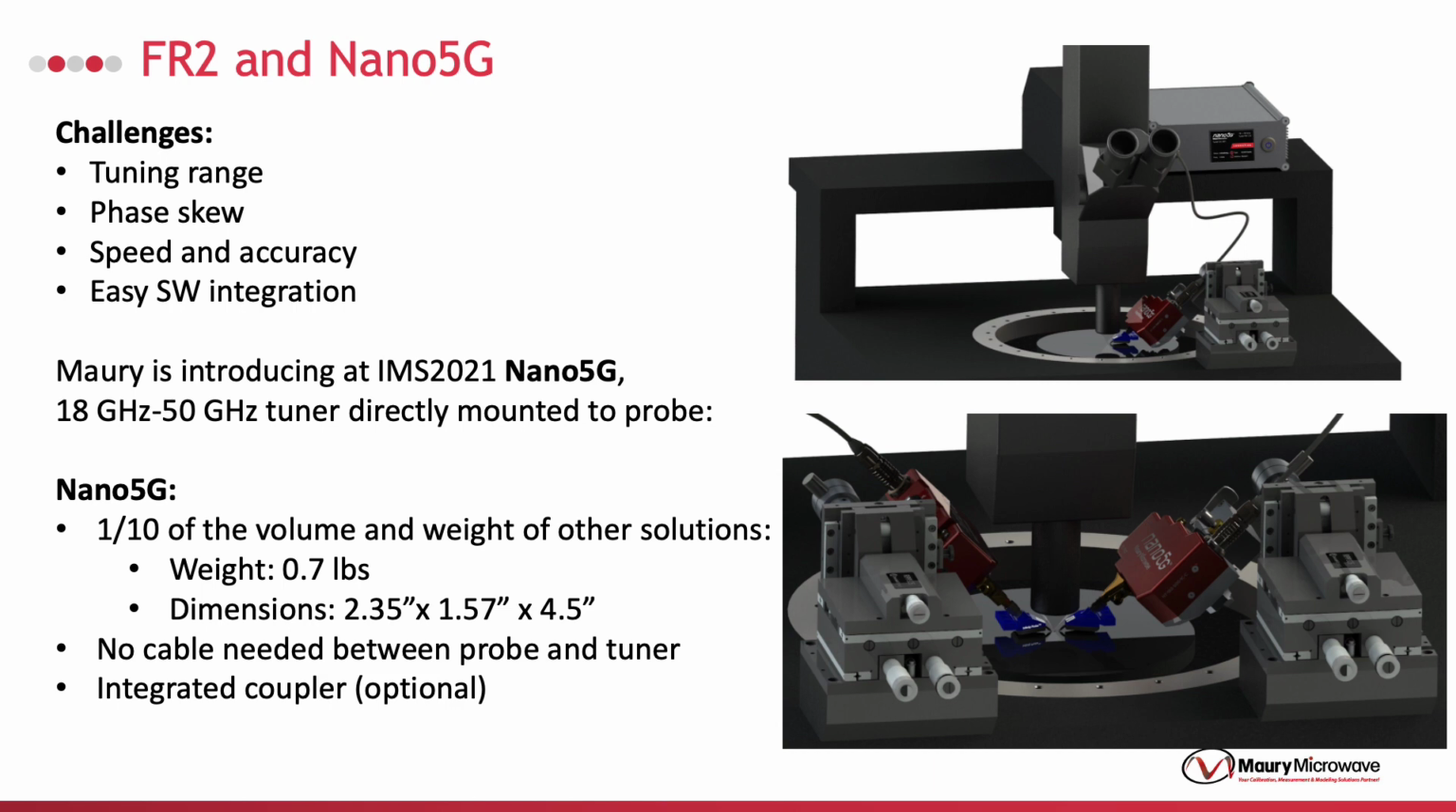It has an integrated coupler as an option for accurate vector receiver measurements and great position accuracy thanks to the X and Y encoders, with typical accuracy of 50 dB. It also has direct commands for easy software integration.